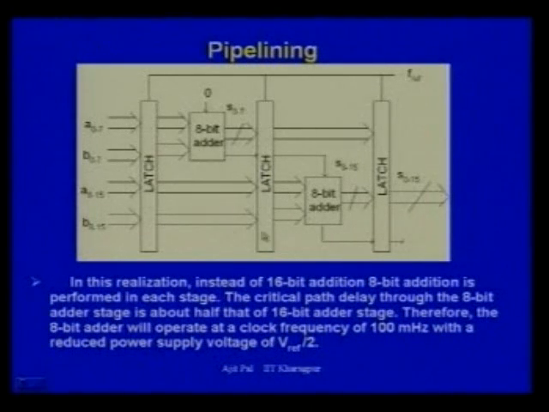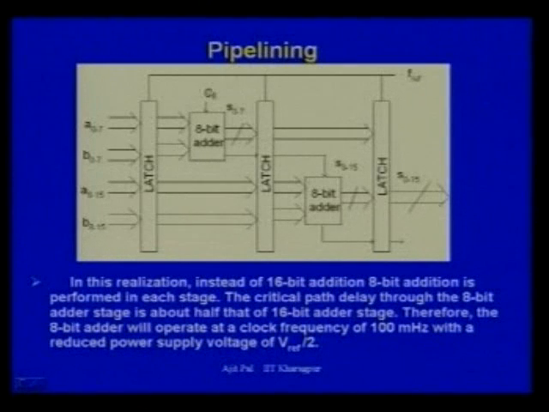Now you can use pipelining to reduce power dissipation also. Pipelining means you can divide a task into subtasks. So what we have done here, we have divided 16-bit addition into two 8-bit additions, and you can see this is one 8-bit adder and this is another 8-bit adder. Of course, you have to use latches to store the intermediate results whenever you go for pipeline implementations.